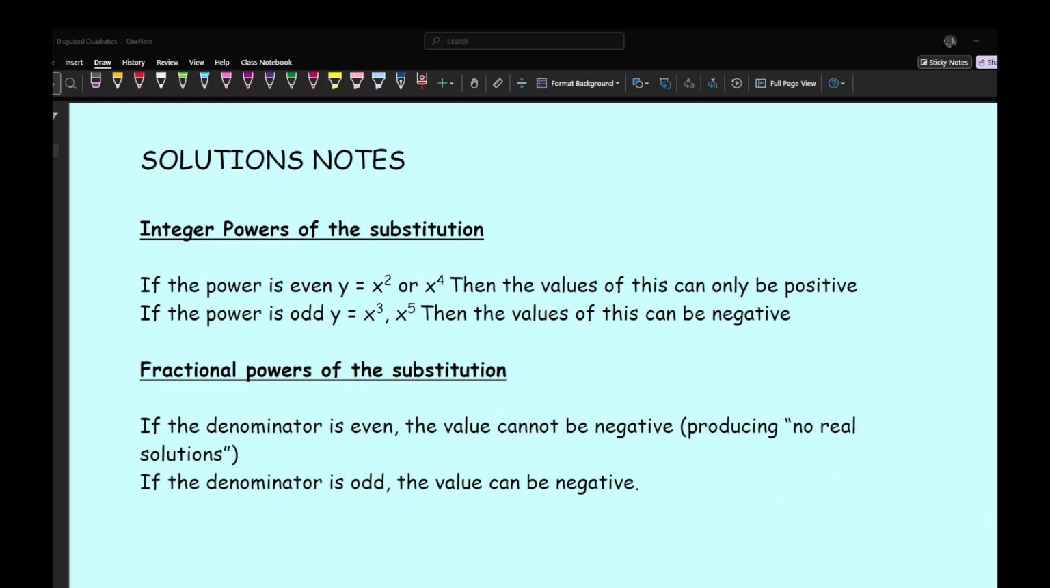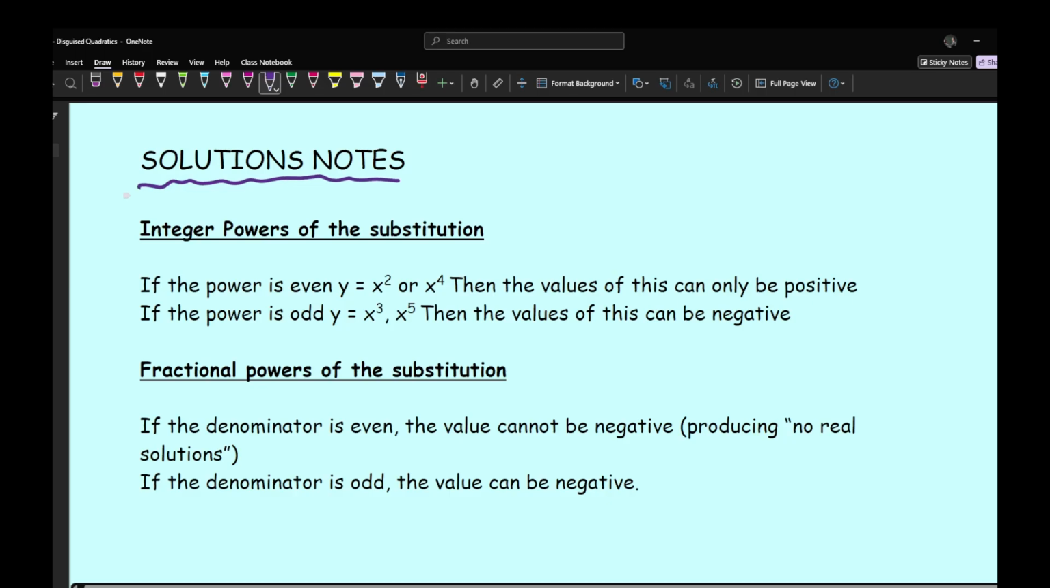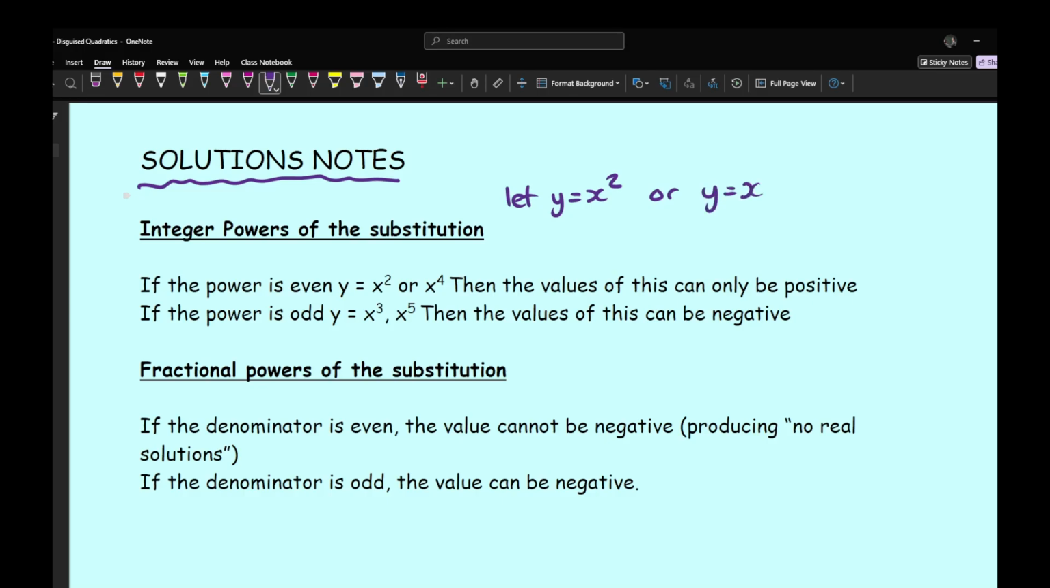Now, something you might find useful is looking at the solution notes. One thing to notice is that if your substitution involves an integer power, so for example, let y equals x squared, or let's say y equals x to the power of 4, then you can see that my power is an integer number. If the power is even, so either x squared or x to the power 4, then the values of this can only be positive. So you can only have x squared equal to a positive number. If it's negative, there's going to be no solution.